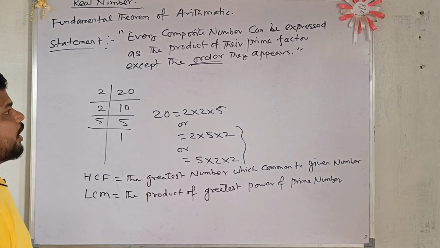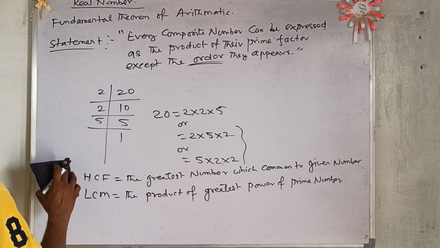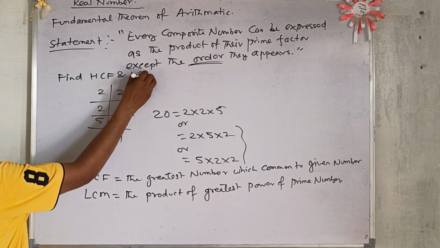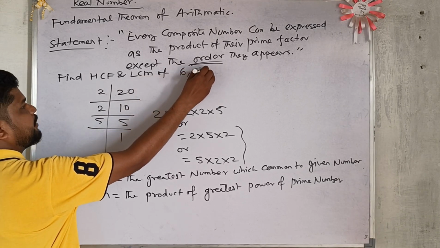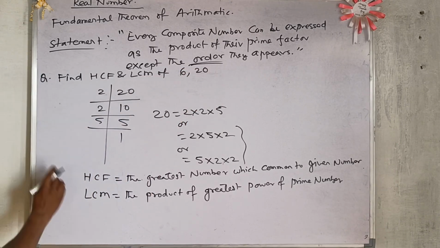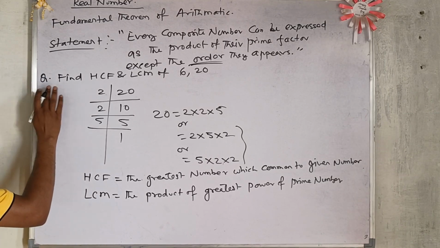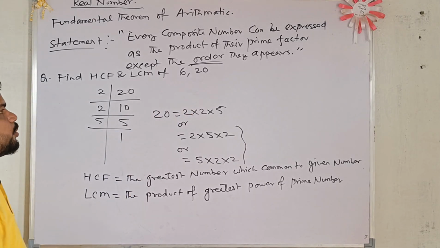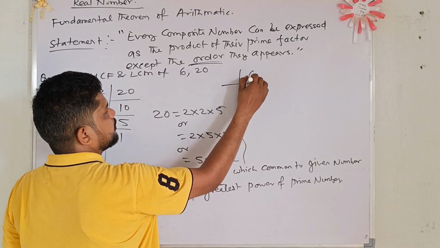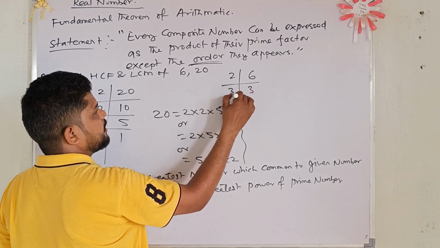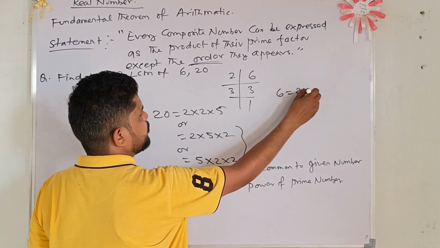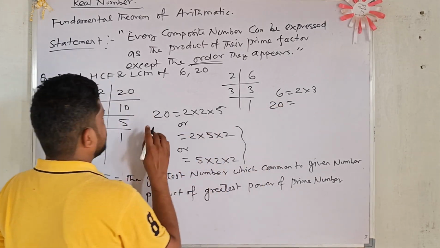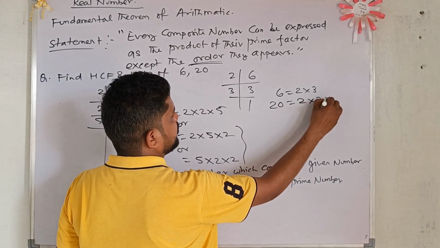Suppose, children, we are asked to find the HCF and LCM of 6 and 20. To understand this, I have taken one example. The prime factors of 6 are 2 and 3, so 6 can be written as 2 into 3. What is 20? 20 can be written as 2 into 2 into 5.